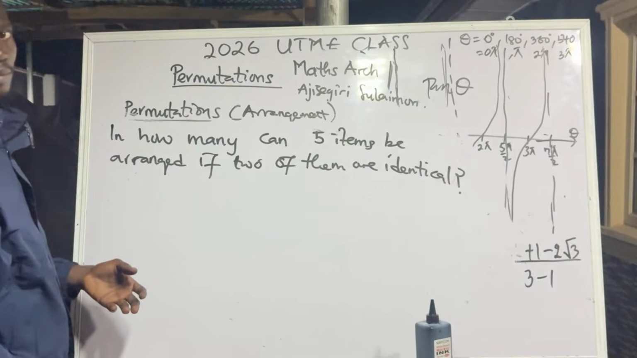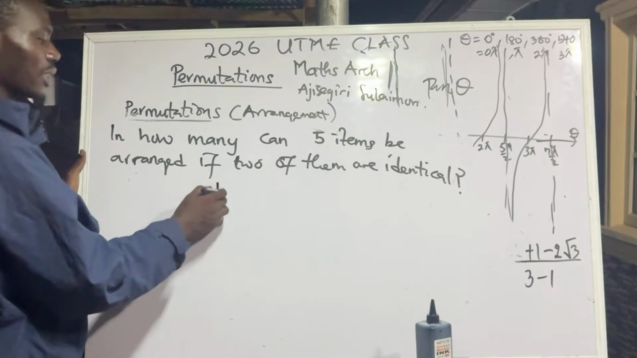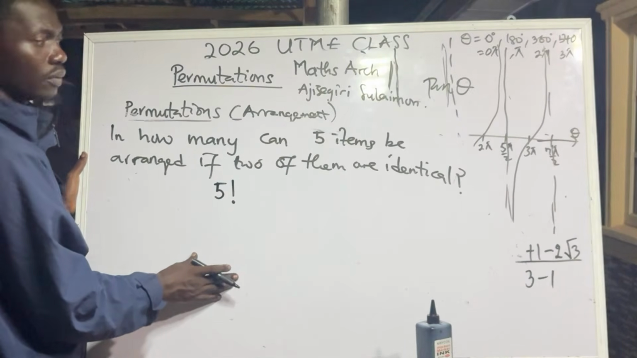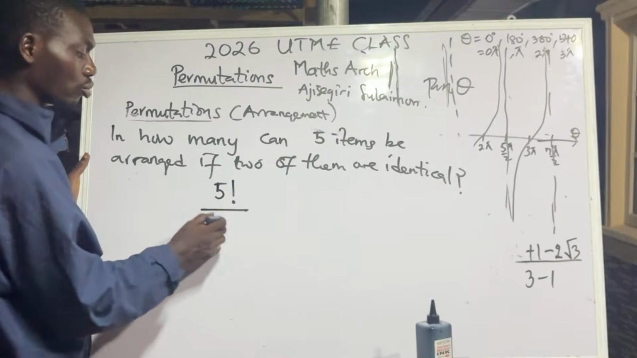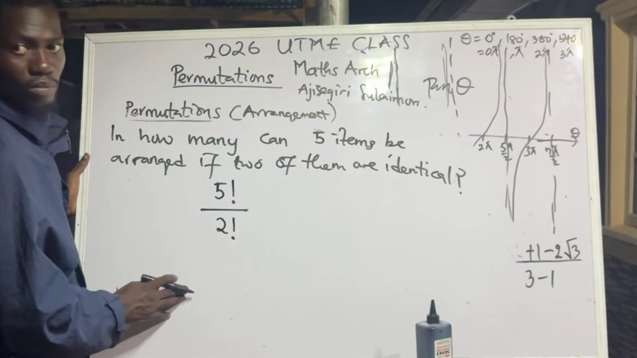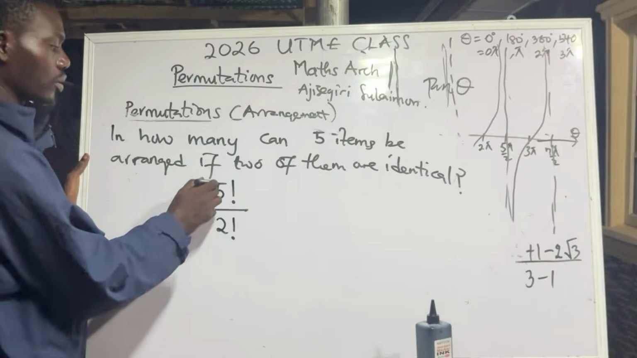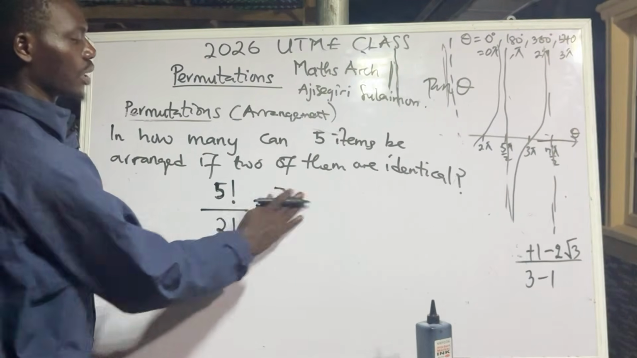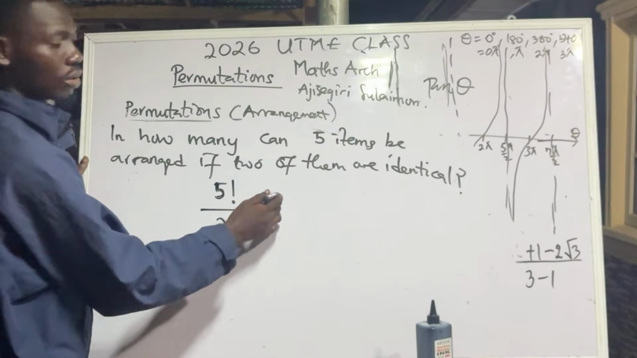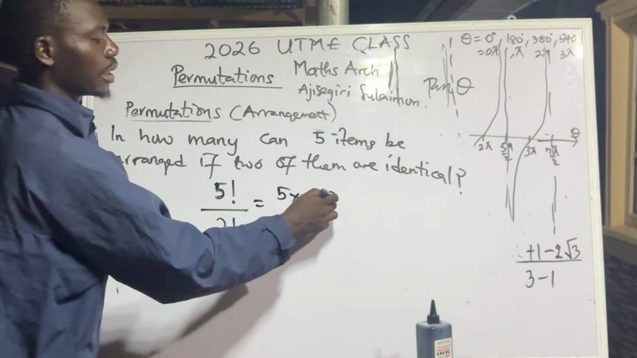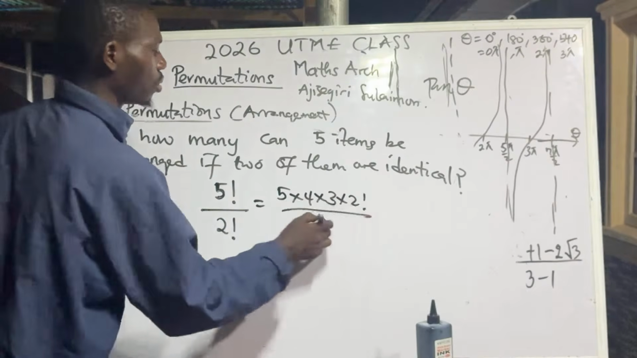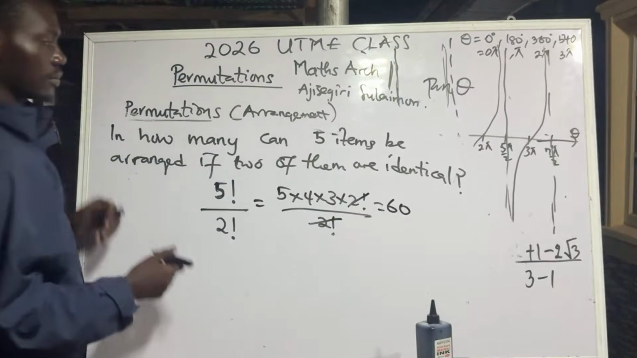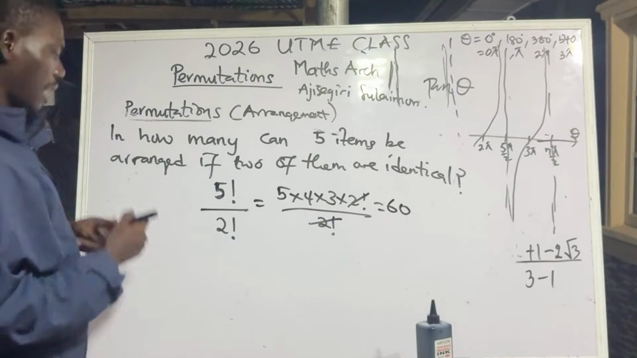So how do we do that? Normally we would have said 5 factorial because we are arranging 5 items. Now that we have 2 of them that are identical, we have to say divided by 2 factorial. So that will be 5 factorial, which is 120, that is 5 times 4 times 3 times 2 factorial over 2 factorial. This comes to 60.